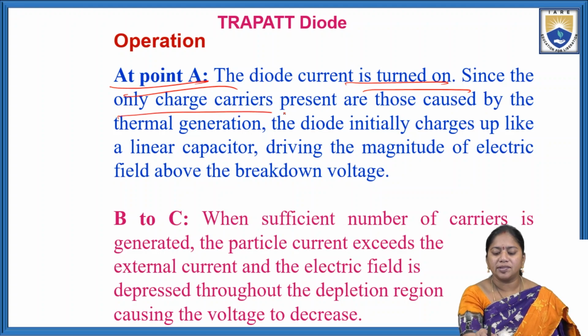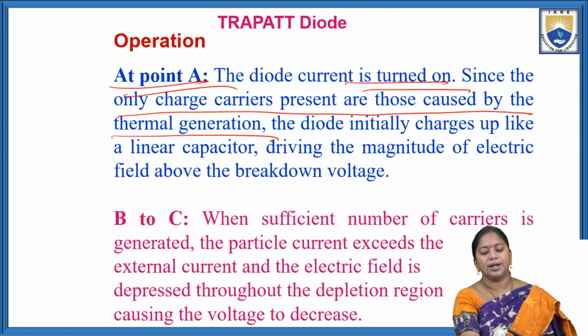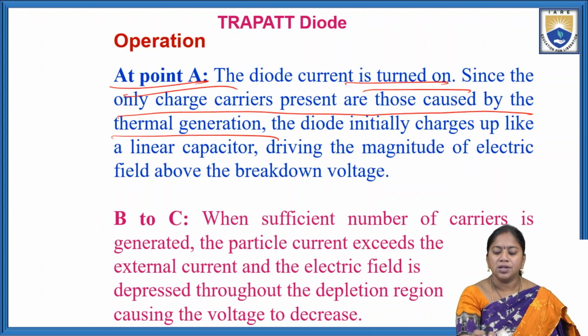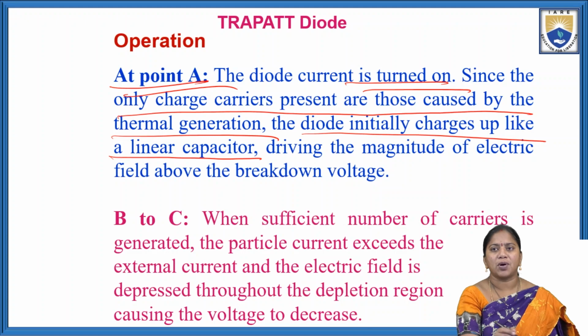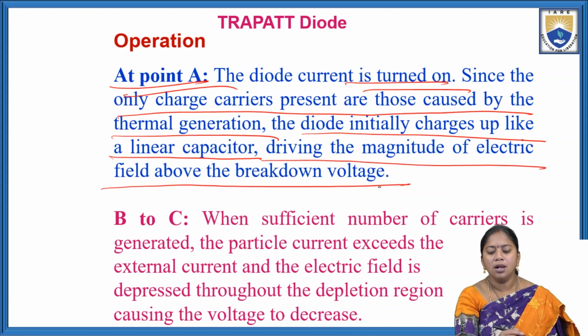The only charge carriers present are those caused by the thermal generation. So the diode initially charges up like a linear capacitor, driving the magnitude of the electric field above the breakdown voltage.